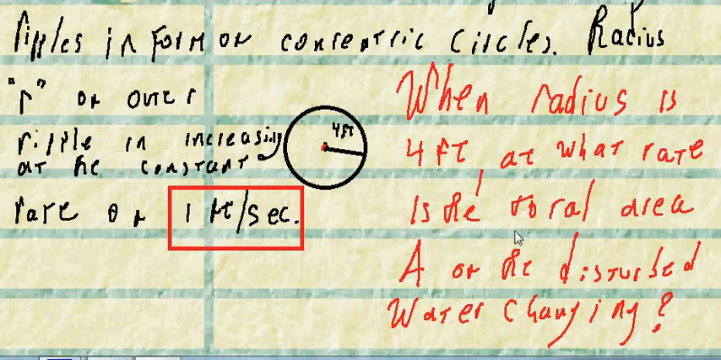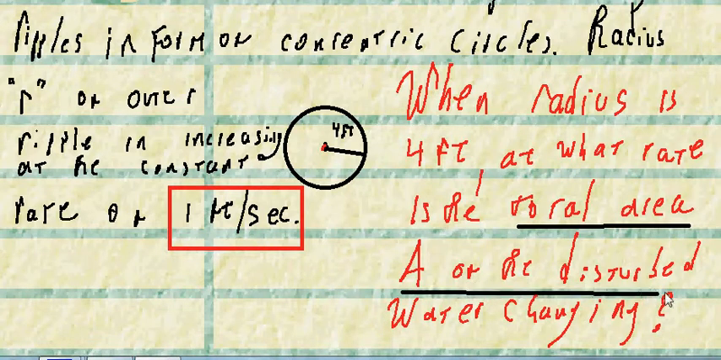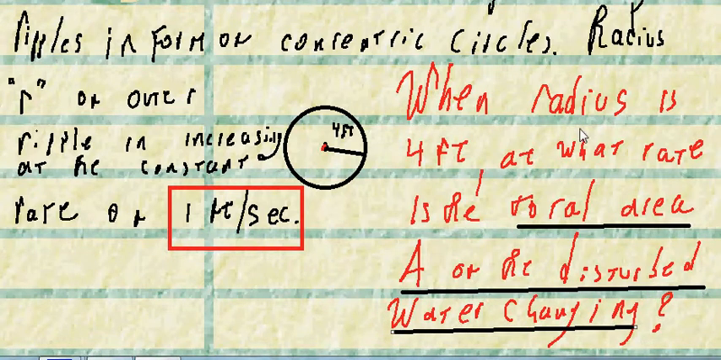The total area, A, of the disturbed water changing. Okay, so they want to know this when the radius is 4 feet. So let's get started. This problem sounds difficult, but you know what? It's not. And I'll tell you why. Because you have already done implicit differentiation.